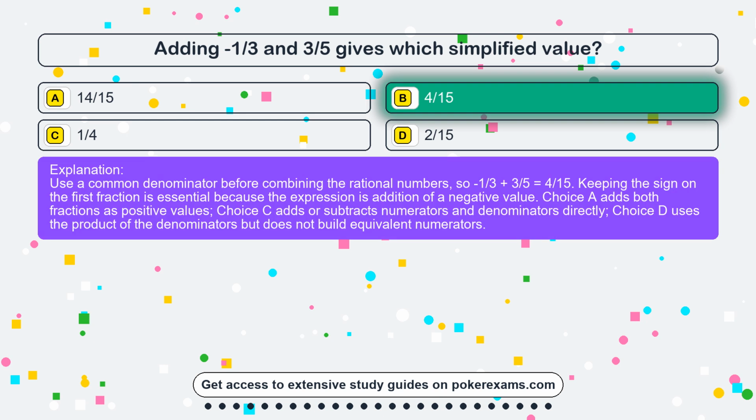Use a common denominator before combining the rational numbers, so -1/3 plus 3/5 equals 4/15. Keeping the sign on the first fraction is essential because the expression is addition of a negative value. Choice A adds both fractions as positive values, choice C adds or subtracts numerators and denominators directly, choice D uses the product of the denominators but does not build equivalent numerators.